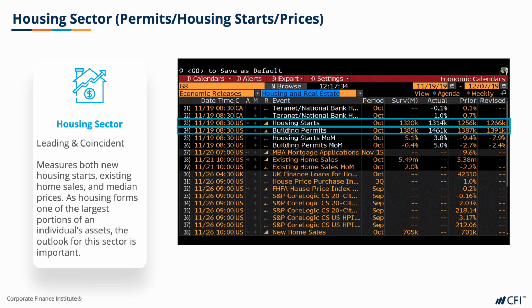There are numerous house price indexes as well, the best known in the U.S. being what used to be called the Case-Shiller House Price Index, but is now known as the S&P CoreLogic CS House Price Index.